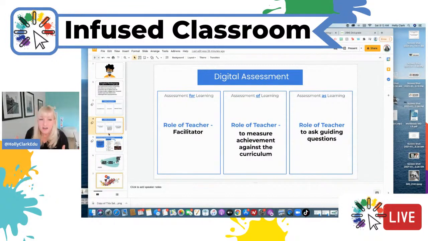The assessment of, which is that one that we do here in the US too much, is to measure achievement against the curriculum, against stuff. But the assessment as learning is asking these guiding questions, like find connections in what other students did. Look for connections and patterns. And that's this book right here, Multidimensional Thinking. That's what we want to do. We want to get at multidimensional thinking when we're getting into assessment.